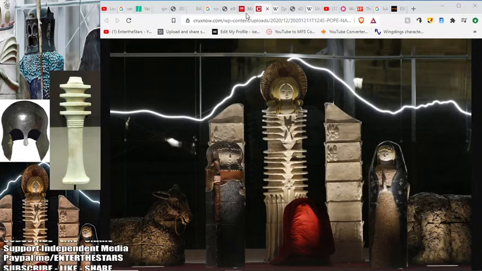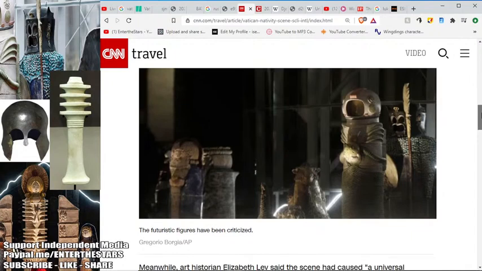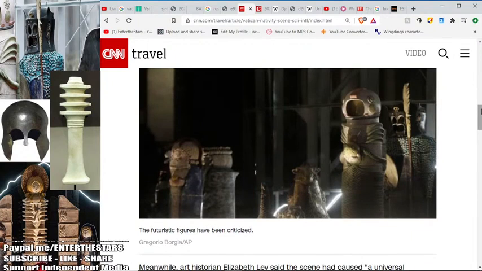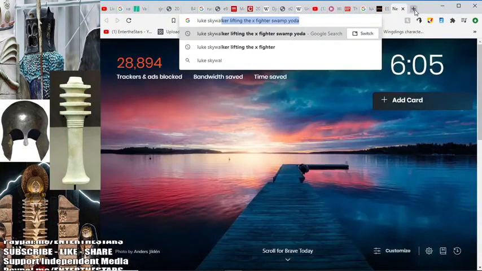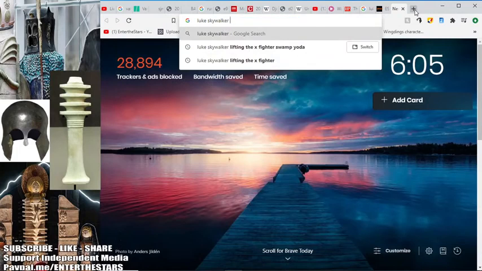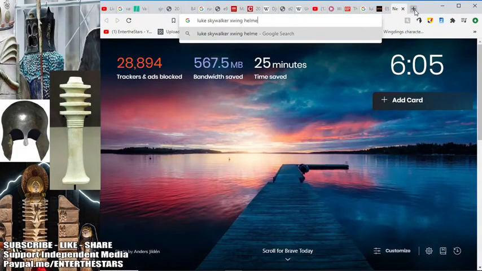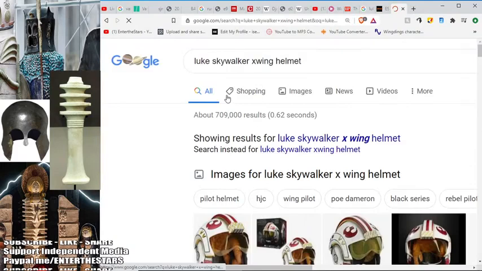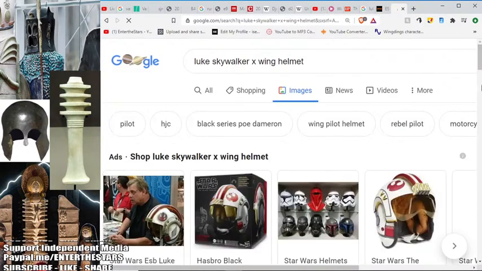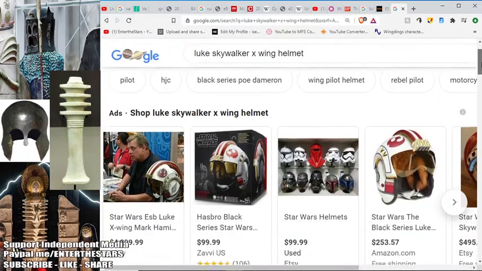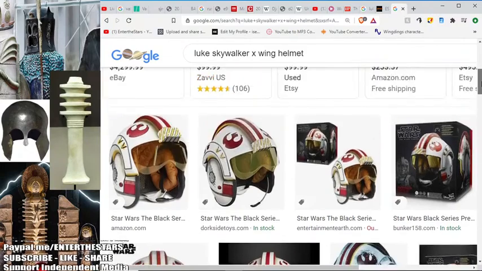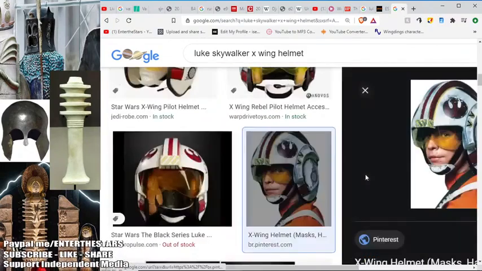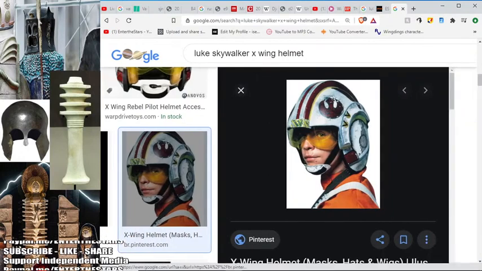helmet, right? Here it is right here. Space-looking helmet. Almost looks like Luke Skywalker's helmet. Let's look it up. X-Wing fighter. X-Wing helmet. There it is. So here's Luke Skywalker's X-Wing fighter helmet. For those of you that watched The Mandalorian, that just came out yesterday, and Luke Skywalker makes an appearance.